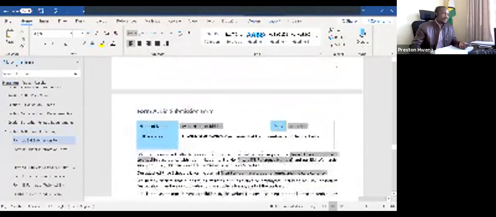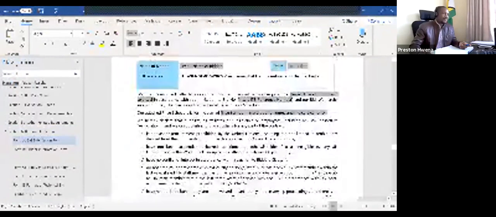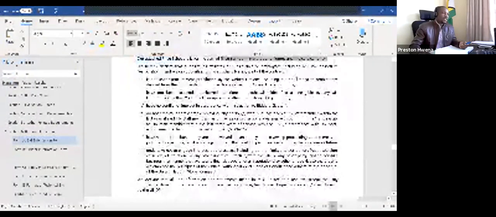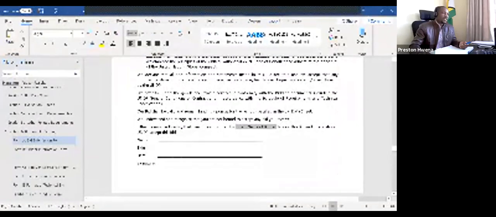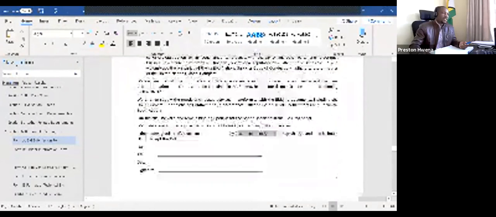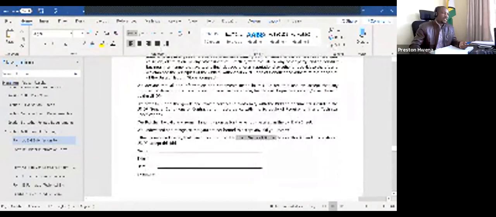So this is the bid submission form. I will not talk much about it. It's a self-explanatory form where you need to complete all the relevant sections and also see where you need to insert the name of the bidder, and you also need to sign off. Whoever is representing the organization needs to sign off this form.